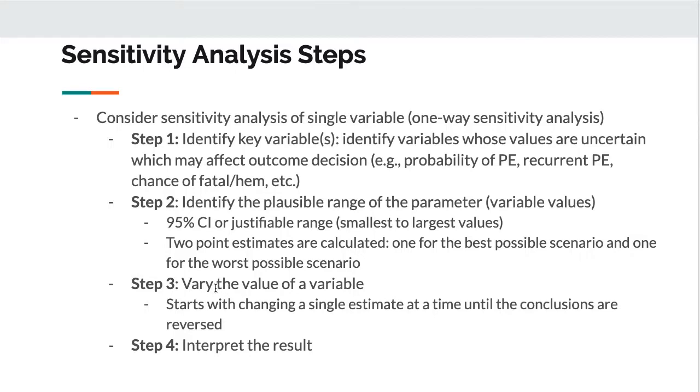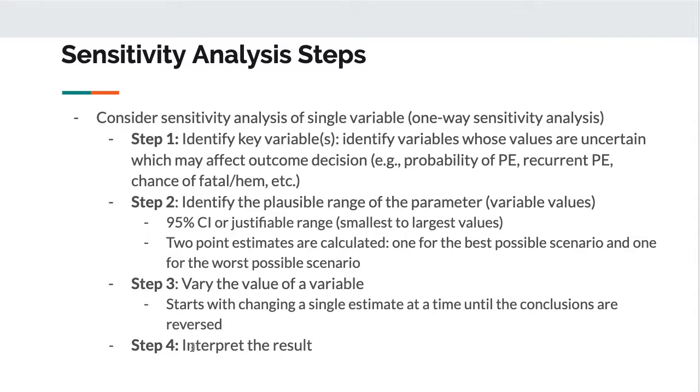Step number three, vary the values of the variables, starting with changing a single estimate at a time until the conclusions are reversed or changed. Or we can vary the value from the smallest value in the plausible range to the largest value of the plausible range, and we observe the outcome.